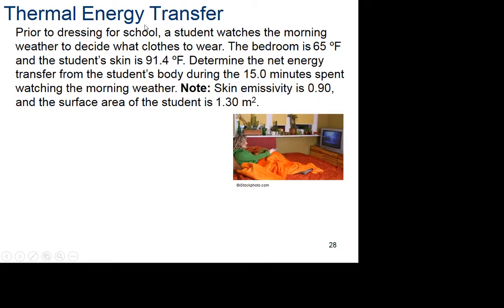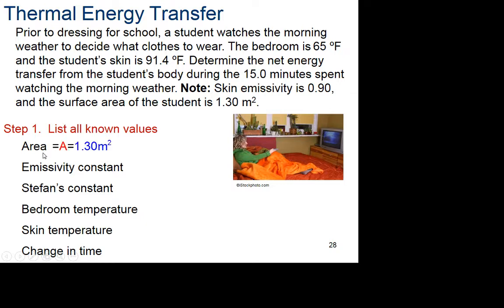So here's an example. A student is watching the weather, deciding what clothes to wear. Their bedroom is 65 degrees and their skin temperature is 91 degrees. Determine the amount of energy transferred from the student's body in the 15 minutes they spend watching the weather. So we need to know how well or how poorly the skin gives off energy. It has an emissivity of 0.9, and the surface area of the body is about 1.3 meters.